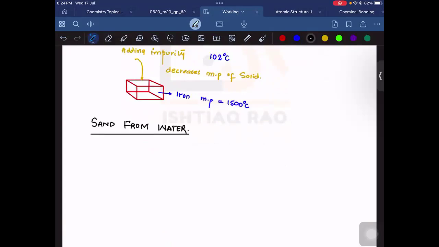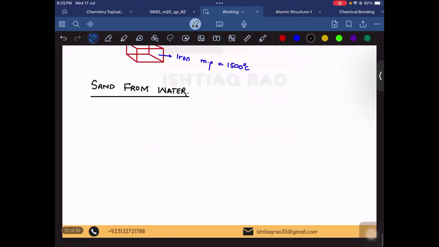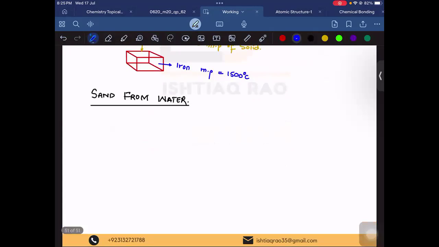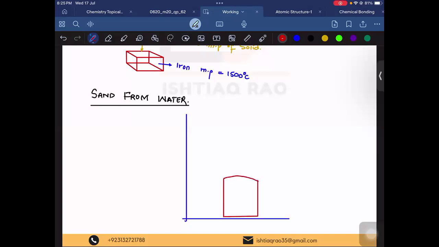We have to separate this sand from water. So what can I do basically? I'm supposed to take this retort stand, just like this. This is a retort stand, and this is a beaker. In this beaker, we have a funnel, like this.